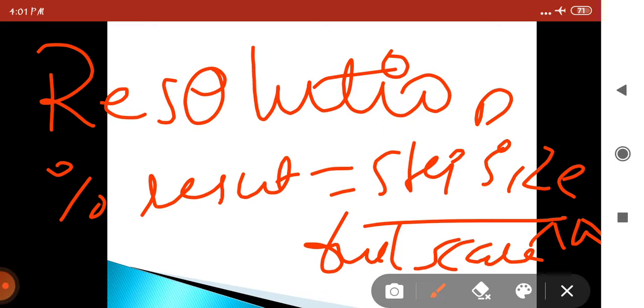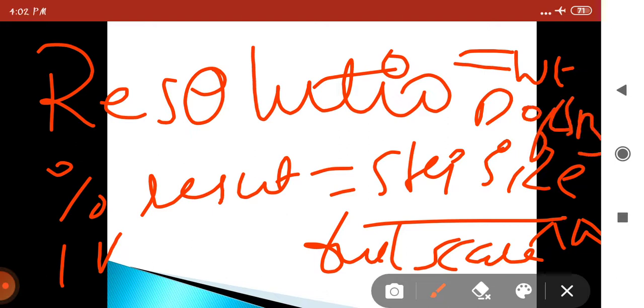For example, in the earlier sessions we have seen the resolution is 1 volt. The step V naught changes by not less than 1 volt. In the code changes, the resolution is always equal to the weight of the LSB. The resolution is always equal to the weight of the LSB, the least significant bit.